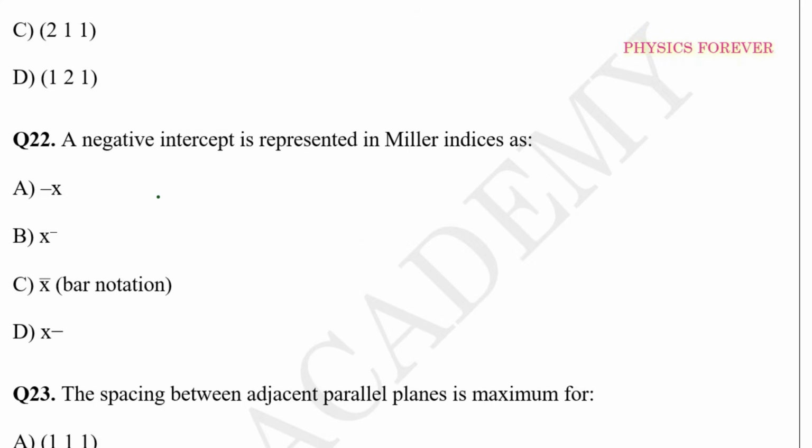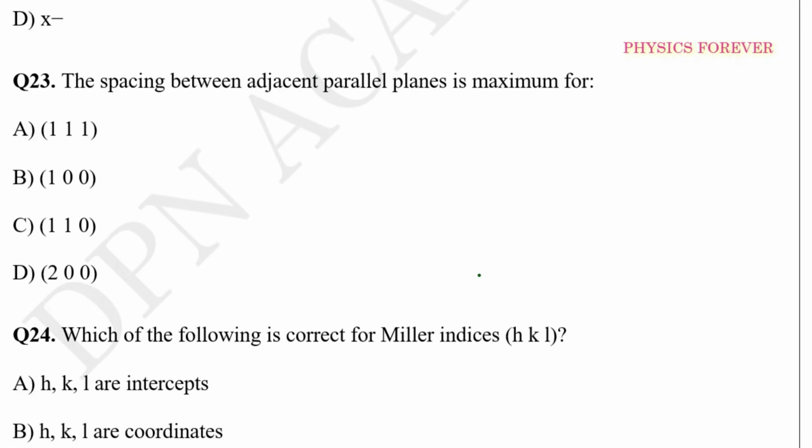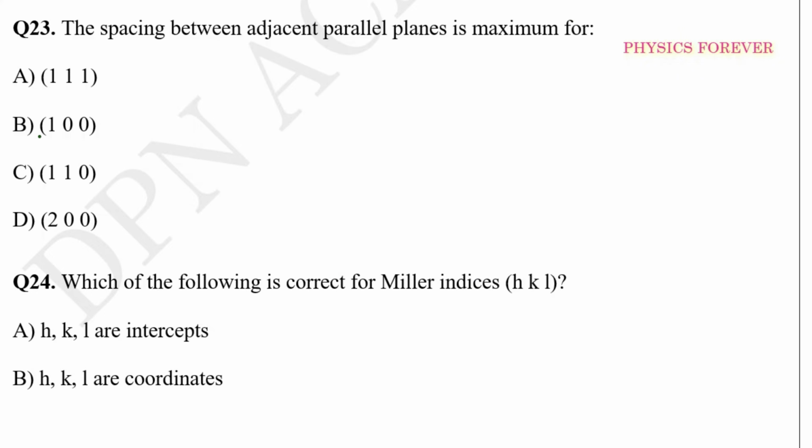So a negative intercept is represented in Miller indices. The correct option will be C. That should be it like this bar notation. So sometimes இப்படிலாம் வந்தா it should be a wrong. Then we have to put 2 bar, then 3 bar. Okay, that is the correct. Okay, sometimes that should be asked in last previous exams. Okay, also we have to concentrate on those questions.